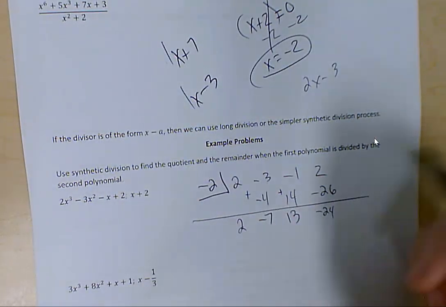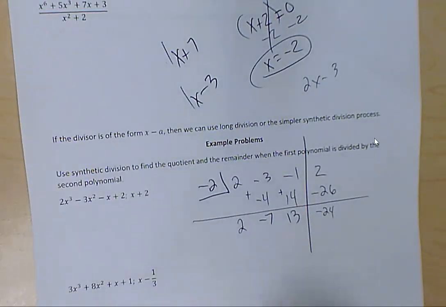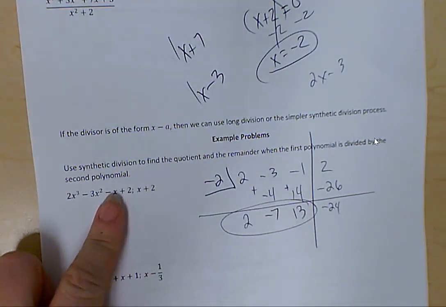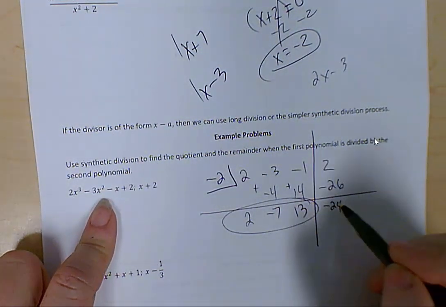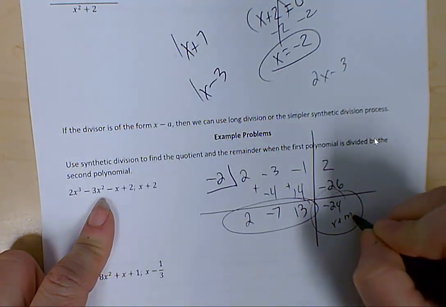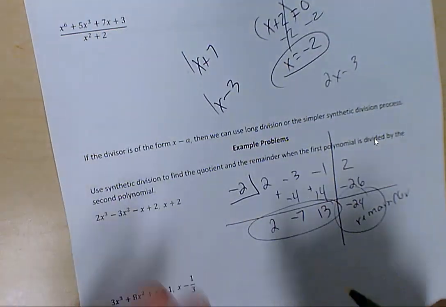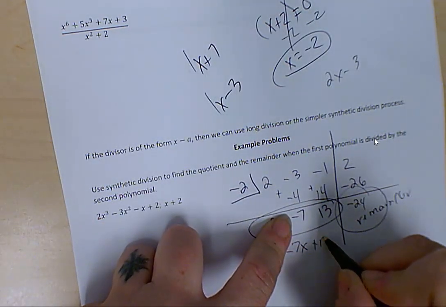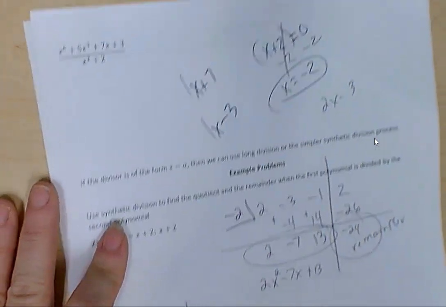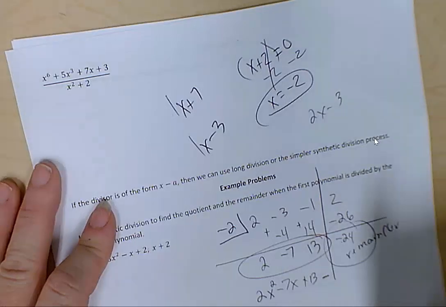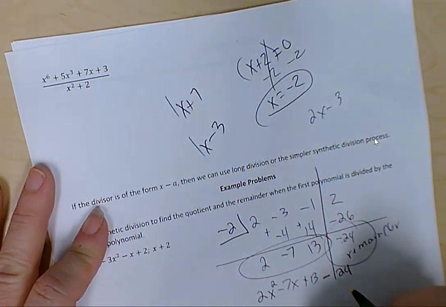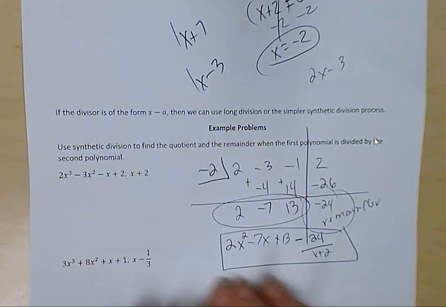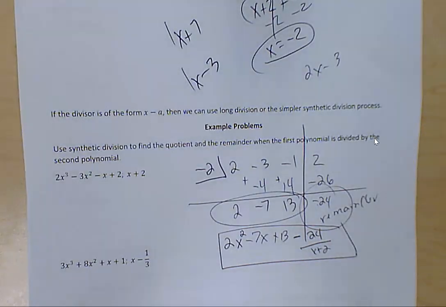When you're done with the division process, you mark off the rightmost column. The coefficients, or the numbers down here, are the coefficients of your new polynomial here. The number in the bottom right corner over here does represent your remainder. So that is going to look like a 2x squared minus 7x plus 13 plus our remainder. But since I have a minus 24 here, I'm actually going to put a minus 24 is our remainder over our divisor of x plus 2. That is what our polynomial solution would look like here when we divide.